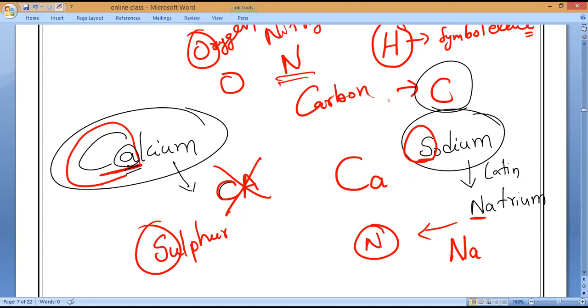For example, mercury. So mercury, what is the symbol? Hydrargyrum. So that is where the symbol Hg comes from. Mercury symbol is what? Hg. It is also from the Latin name.